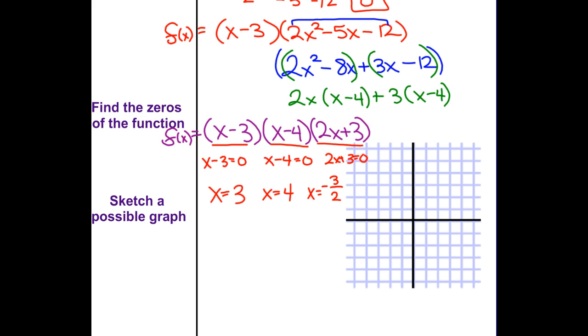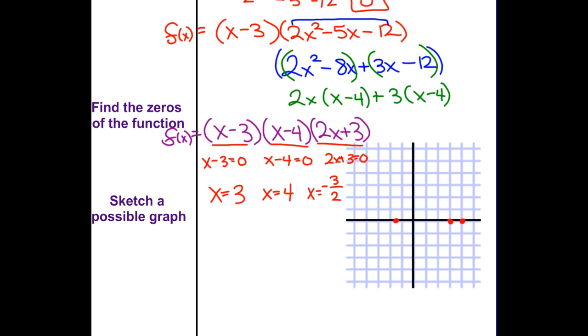So what does that mean? Well, that means at those points where x equals 3, we cross the x-axis. Where x equals 4, we cross the x-axis. And where x equals negative 3/2, negative 1.5, we cross the x-axis.